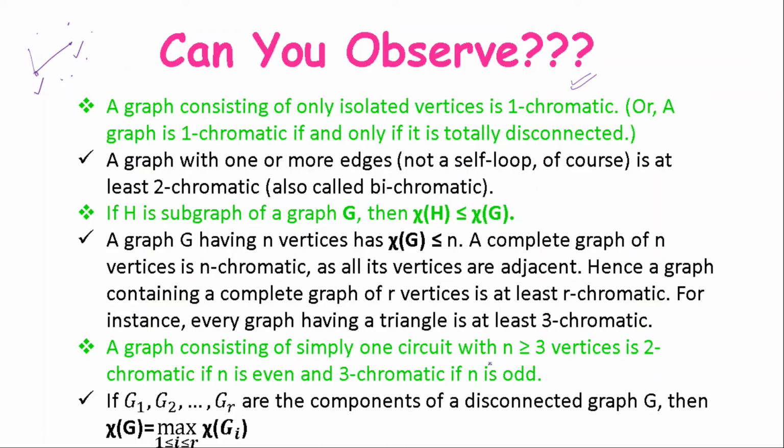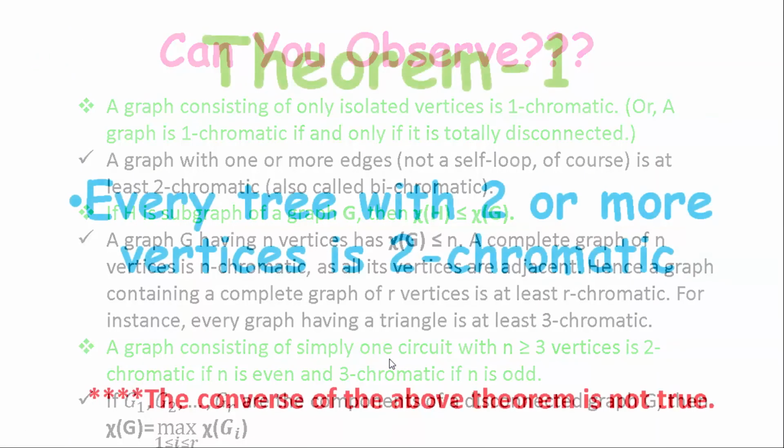A graph consisting of simply one circuit with n greater than or equal to 3 vertices is 2 chromatic if n is even and 3 chromatic if n is odd. And the last part: G1, G2, ..., Gr are the components of a disconnected graph. Then the chromatic number is equal to the maximum over these components, right? You can verify this yourself.